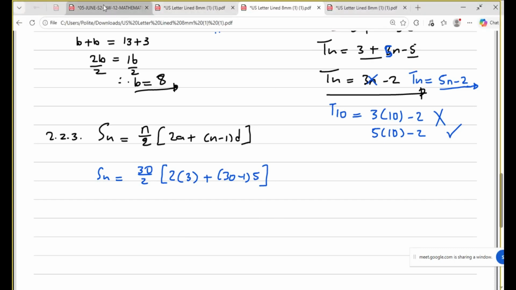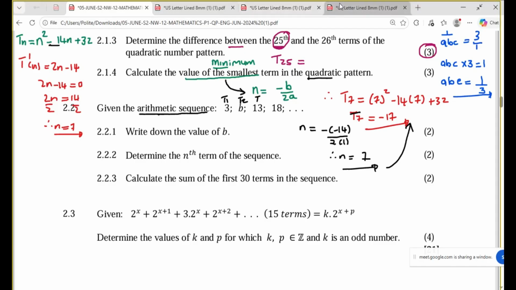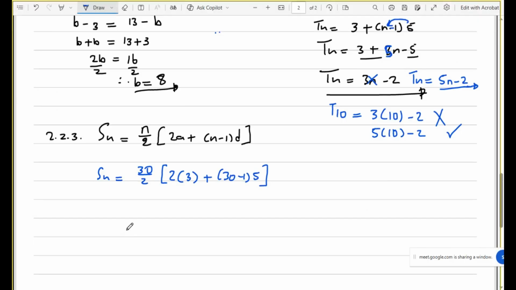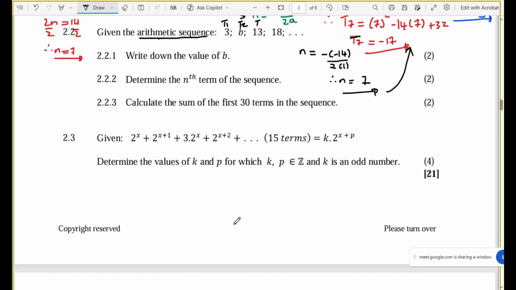The question says, calculate the sum of the first 30 terms in the sequence. What do you guys get when you put that on the calculator? Oh, guys, you no longer have a calculator now. 2,265. Thank you very much. 2,265, that's the sum. Right, and then we move to the next question, guys. Please make sure that you move with us.